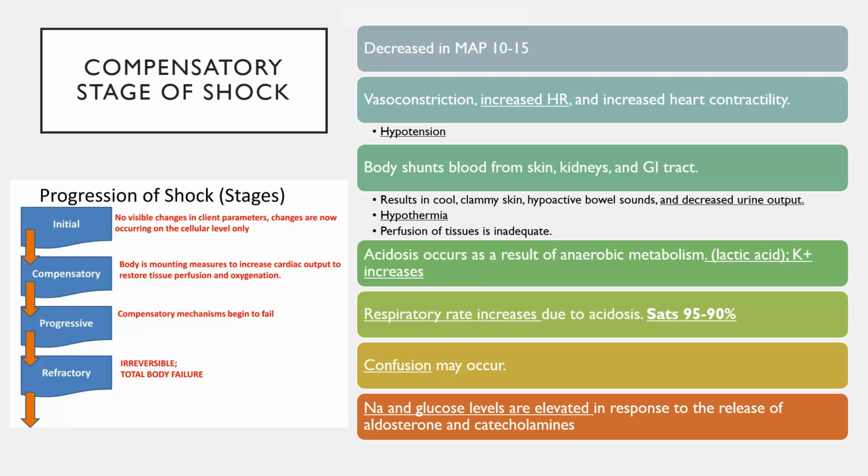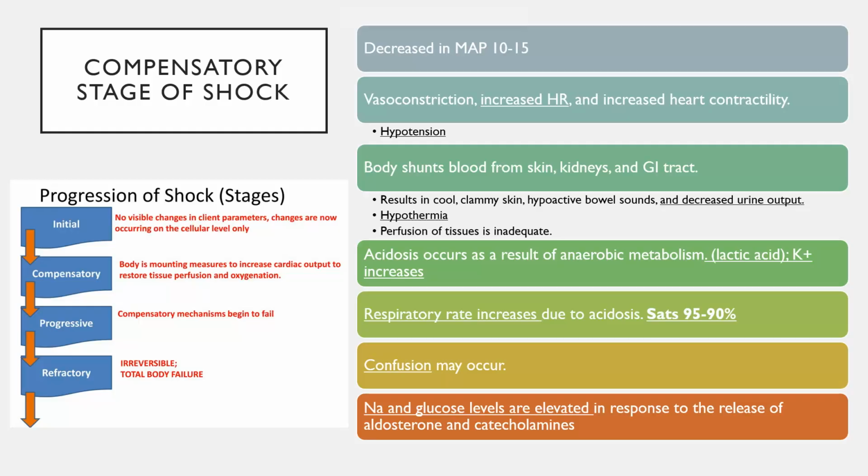Now the second stage, compensation stage, the MAP continues to decrease. So in the initial stage, it decreased by 10. The second stage is going to decrease even further, so 10 to 15. You will see vasoconstriction. So the body is starting to release that renin. It's going to start to vasoconstrict. Your heart is still going to be beating pretty fast because it's saying, I need to get oxygen to my tissues. So you will see heart contractility increase. However, it can lead to hypotension over time. Everything gets tired.